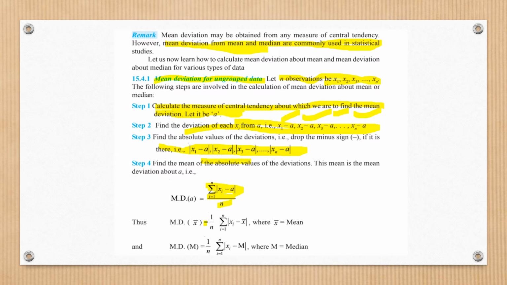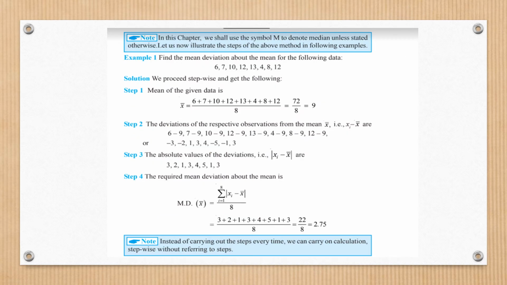For mean deviation about the mean, where x bar is the mean, the formula will be summation of xi minus x bar whole mod upon n. For the median, in place of x bar there will be M, so it is summation of xi minus M whole mod divided by n. So it is the mean deviation about the median. In this chapter we shall use the symbol M to denote the median unless stated otherwise. So let us take an example quickly. Mean deviation about the mean for the data.